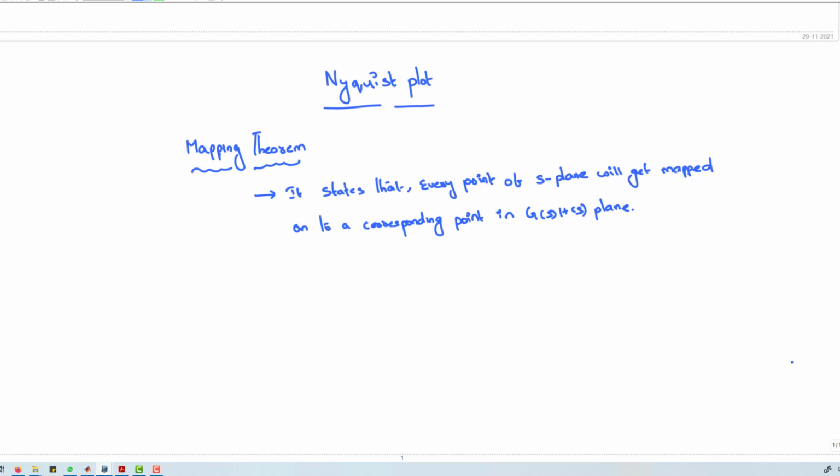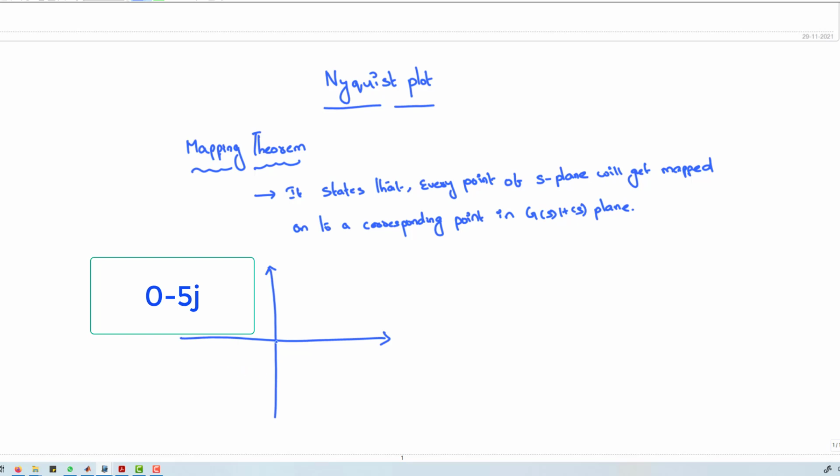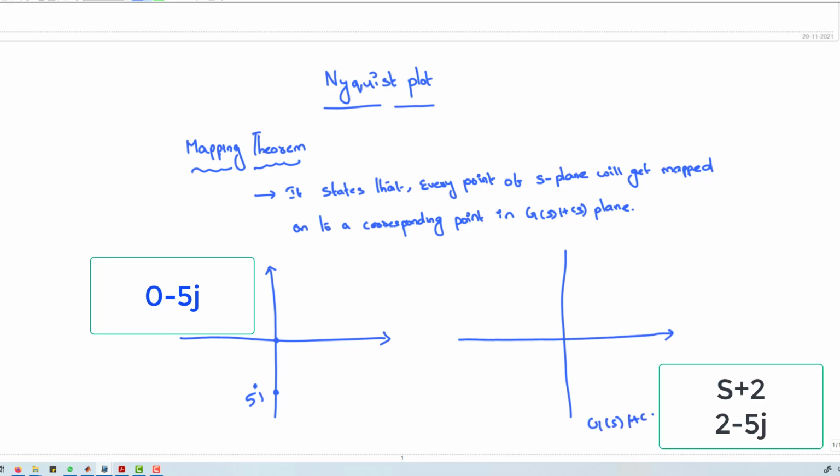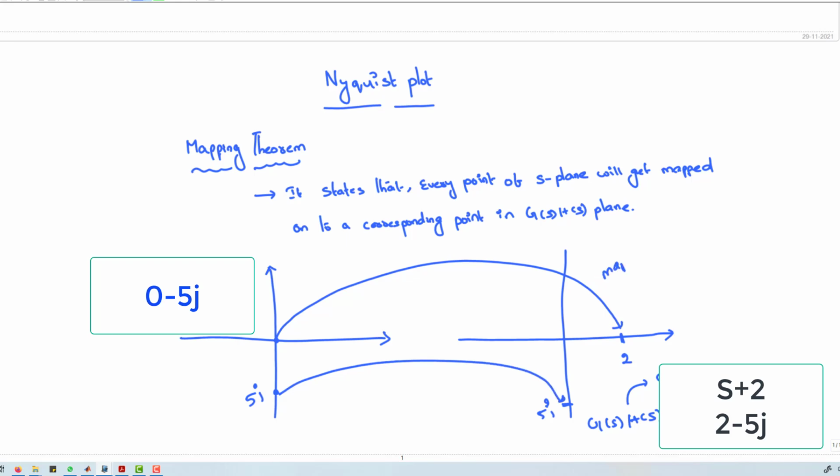So let us take an example. Let's take the point 0 minus 5j, and we want to map it from the S plane. 0 is at the origin, and minus 5j is on the negative imaginary axis. I want to map it onto a G(s)H(s) plane where the function is s plus 2, and here s is equal to 0 minus 5j. When I substitute 0 minus 5j, I get the real and imaginary parts as 2 minus 5j. So the origin is mapped to the 2 on the real axis, and the minus 5j is mapped to the minus 5j on the imaginary axis.